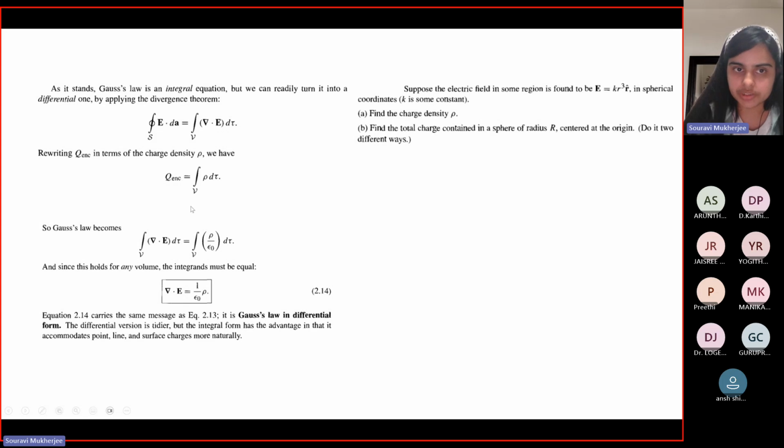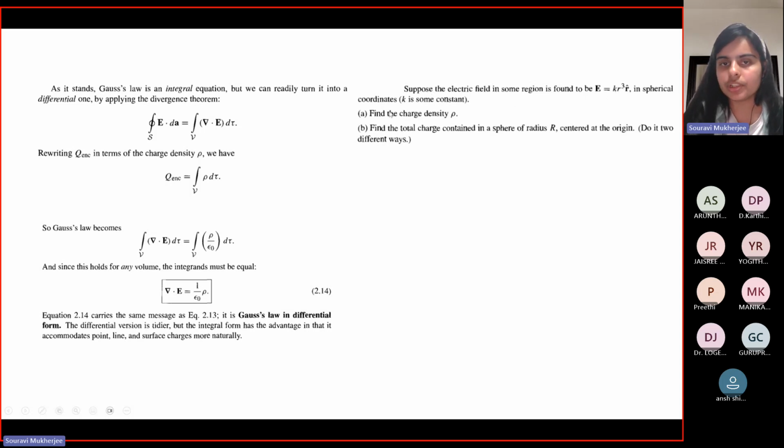So now if you compare, you can also write Q enclosed as the integral of rho d tau, where rho is your volume charge density. So by comparing, you get to this form. Divergence of E is given as rho by epsilon naught. So this is Gauss's law in the differential form, right? And it relates the electric field with the volume charge density, right? So if you are given some question where you know the electric field, you have to find the charge density. So you know which relation to use, right? So just like this question, you have some electric field given, okay?